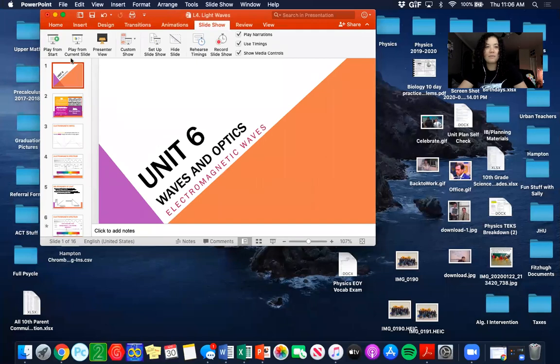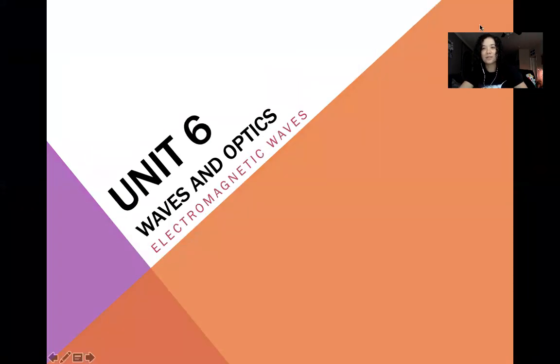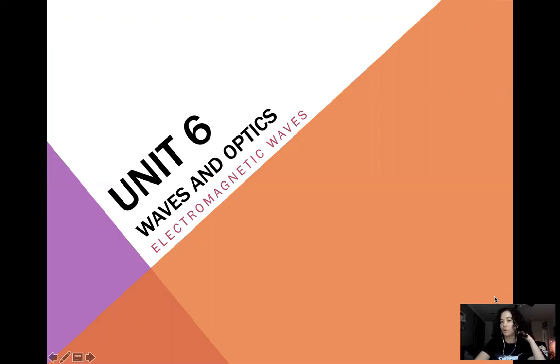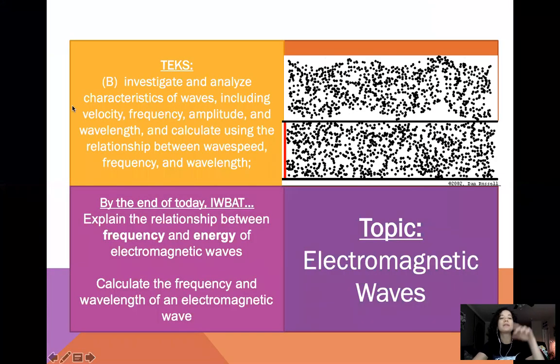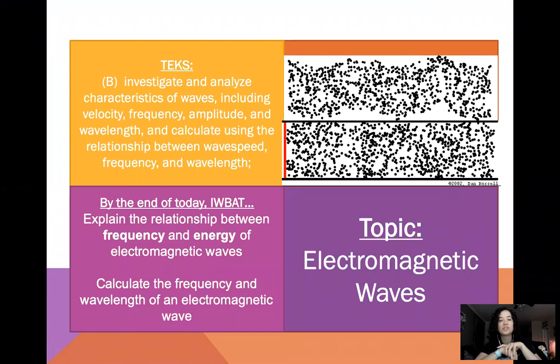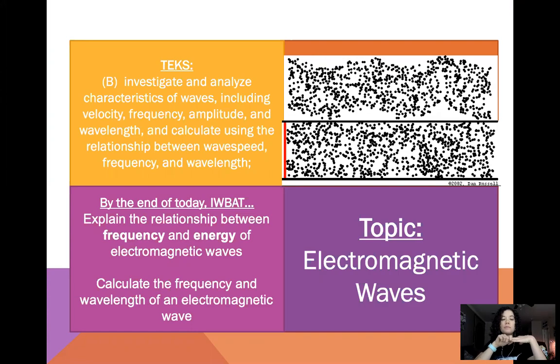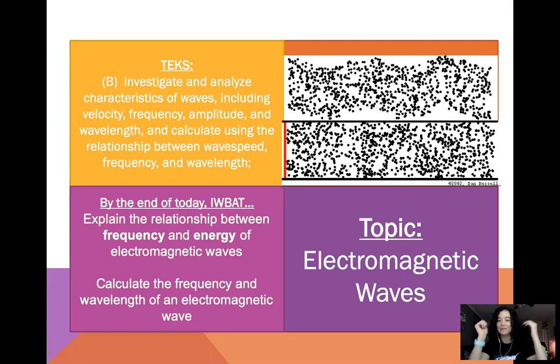All right, moving on to our actual lesson. So this is Unit 6, Lesson 4, Electromagnetic Waves. Here we go. So the objective, by the end of the day today, you'll be able to explain the relationship between frequency and energy of electromagnetic waves, and you'll also be able to calculate the frequency and wavelength of an electromagnetic wave. Make sure you've got your notebooks out, and here we go.